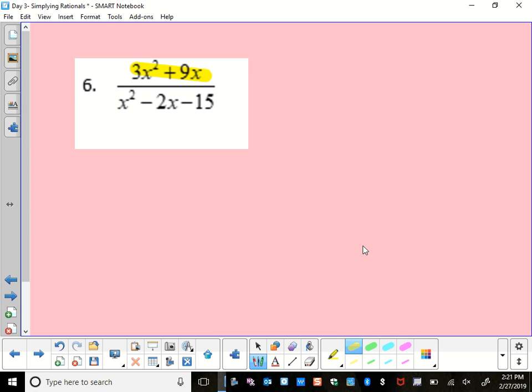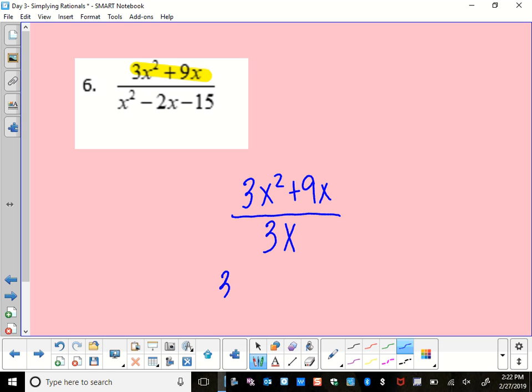This top here is 3x squared plus 9x. So if I have 3x squared plus 9x, what's my GCF? Not only x, 3x. The GCF is 3x. Okay, so my GCF I pull out to the side, and when I divide, I'm left with x plus 3. So let's put that on top. 3x, and then x plus 3.